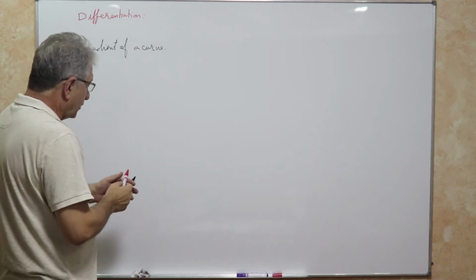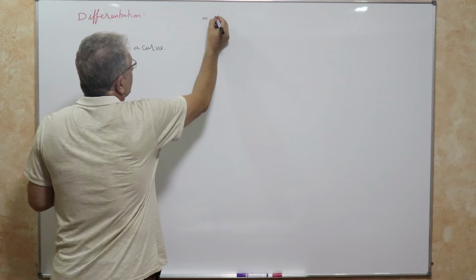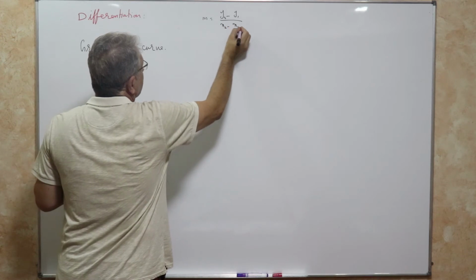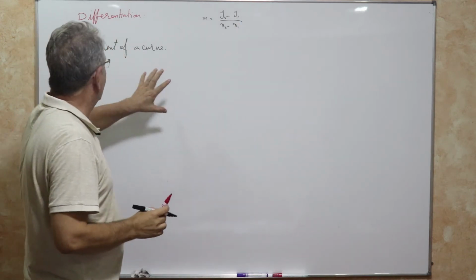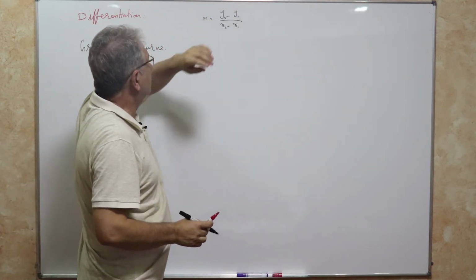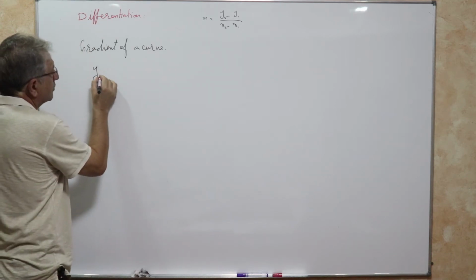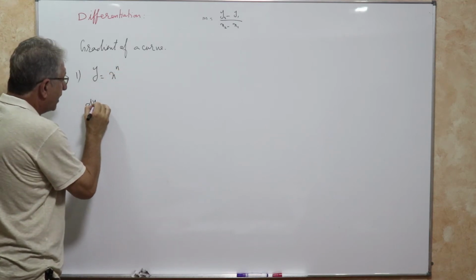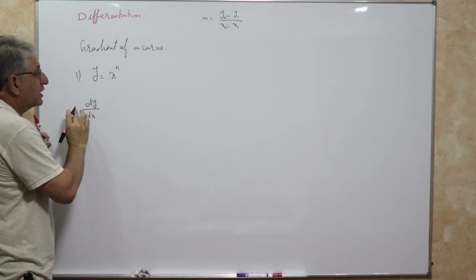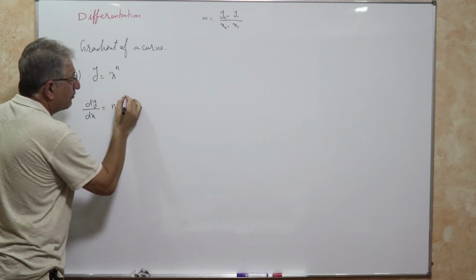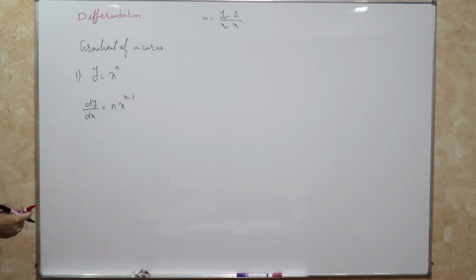Now I will start. Do you remember, I wrote m equal to y2 minus y1 divided by x2 minus x1. This is the gradient. Therefore we denote the notation of differentiation with a change of y, difference of y divided by difference of x. If y is equal to x to the power of n, the first formula I will tell you, dy by dx, that means difference of y divided by difference of x, is equal to n times x to the power of n minus 1. Therefore, this is the derivative of this function.